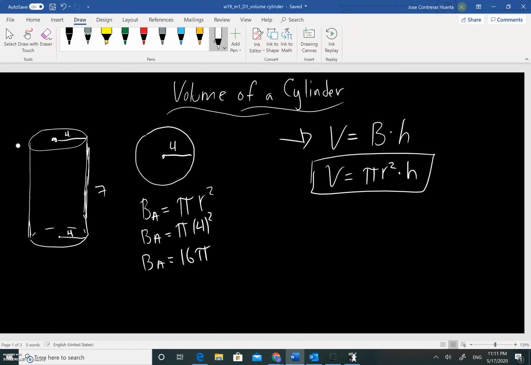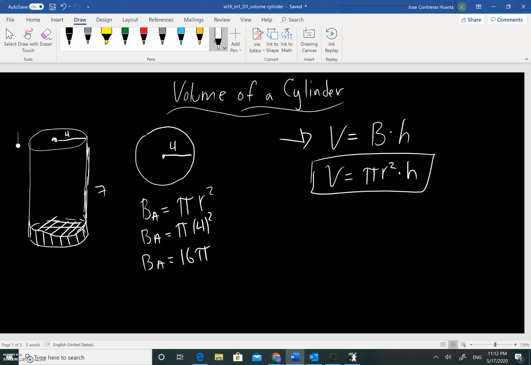Now let's see why this makes sense. How many cubes can fit inside one of the layers of a cylinder? In other words, a cylinder is composed of different layers. So I'm going to erase this and draw a layer here. You'll notice that we have cubes inside each layer. So this is one layer, and the number of cubes inside it is about 16 times 3.14, so basically 16 times 3.